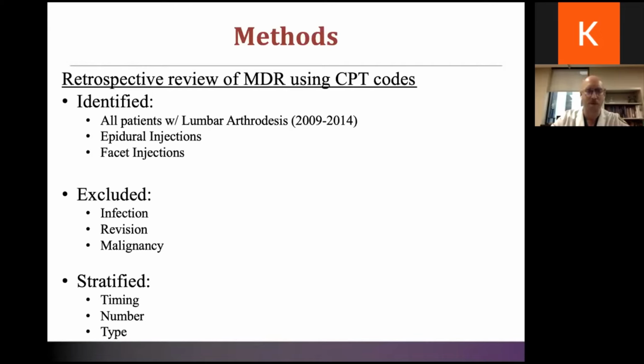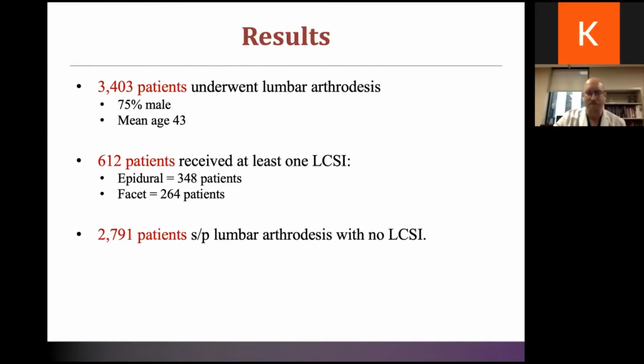We looked through all of our patients that had lumbar arthrodesis between 2009 and 2014, excluding infection, revision, and malignancy, and we stratified by timing and type. And what we found is we had 3,400 patients who underwent lumbar arthrodesis, the majority of which are male, and the mean age is pretty low, 43.